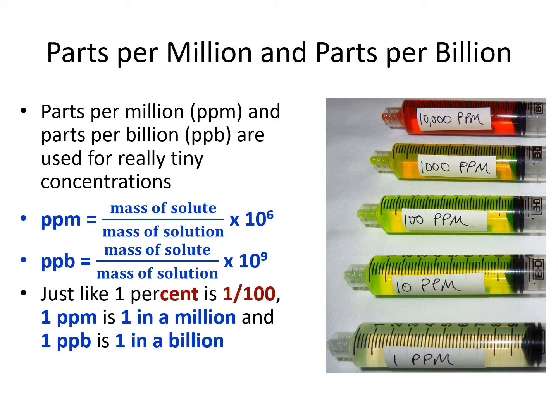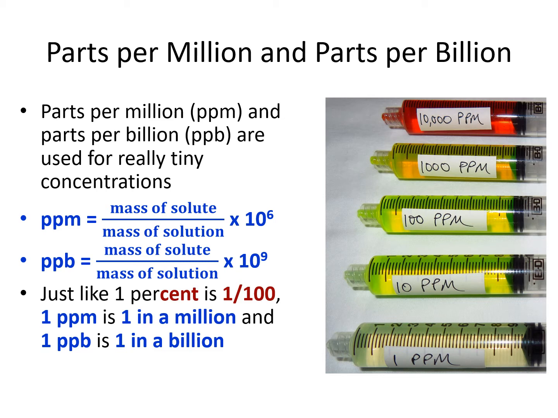Our last units of concentration are parts per million and parts per billion. We use these for really tiny concentrations. Parts per million is equal to mass of the solute, that is the component, the small part, divided by mass of solution, the whole thing, times 10 to the 6. Parts per billion is mass of the solute over mass of the solution times 10 to the 9.